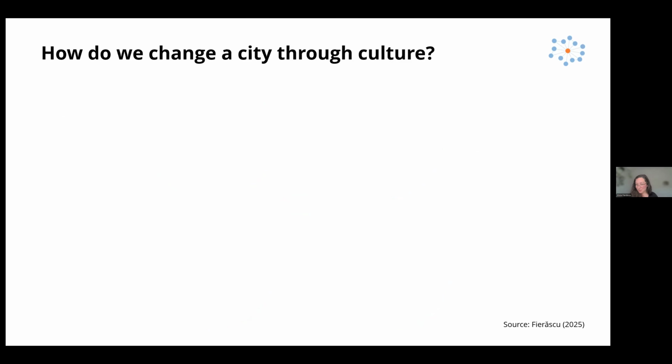Now let's switch to a different kind of example. This one is about culture in a very broad sense. Timișoara, the city where I am, is very well known because the Romanian Revolution started here in 1989. It was the first free and democratic city of Romania.